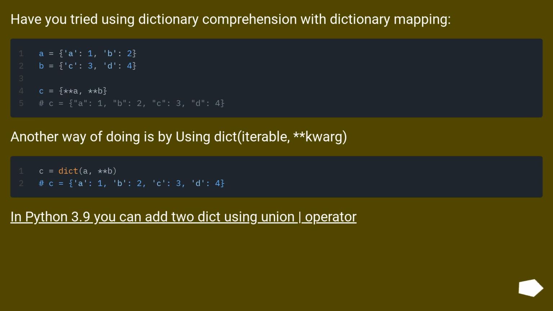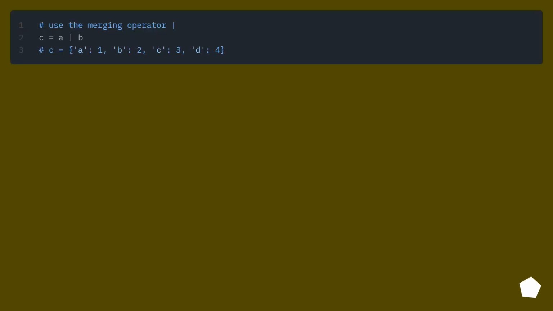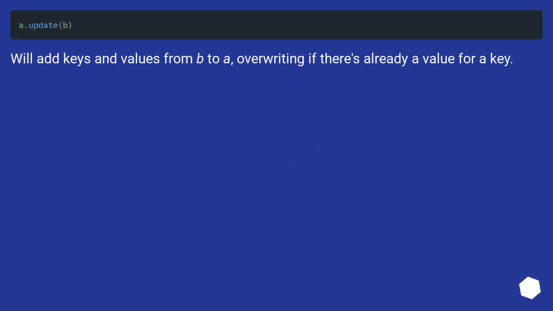In Python 3.9 you can add to a dict using the union operator. We'll add keys and values from B to A, overwriting if there's already a value for a key.